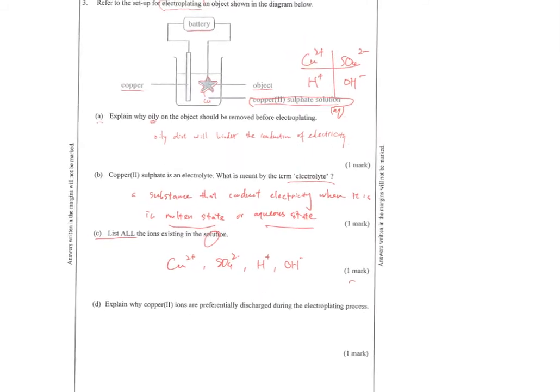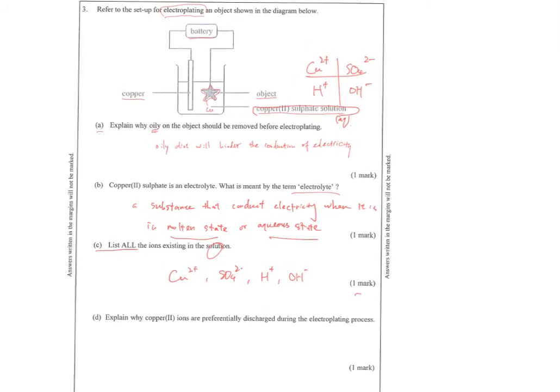Then you need to check. You can see at the top here, copper(II) ion and hydrogen ion. These are cations. That means the cathode will attract cations. So you can check the ECS. I hope you still remember, like the Indian dance, right? Go down, there's lots of difference.